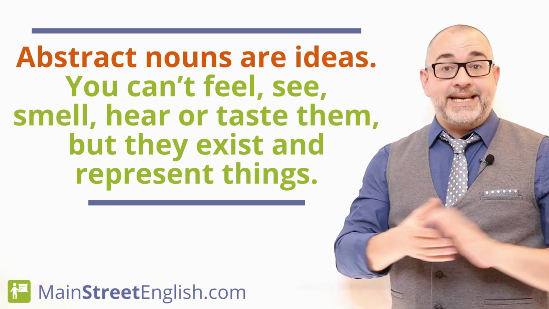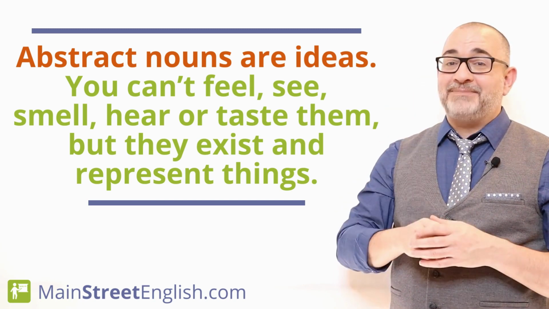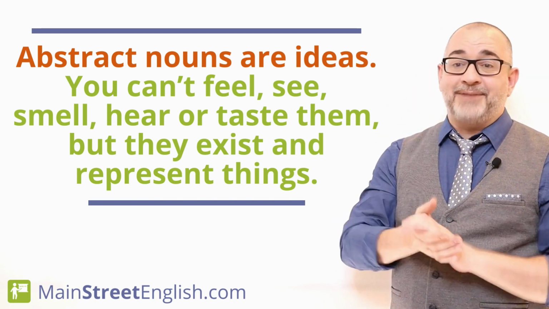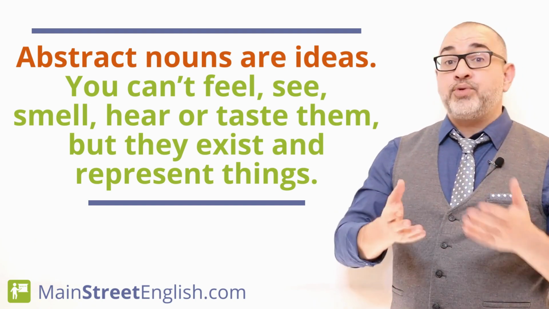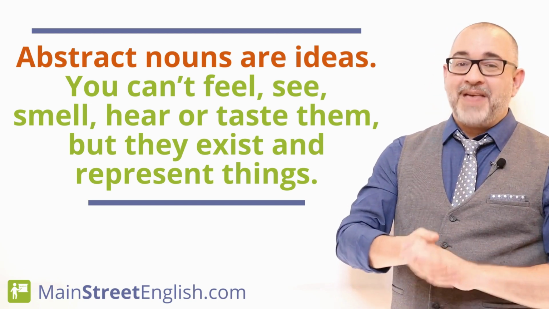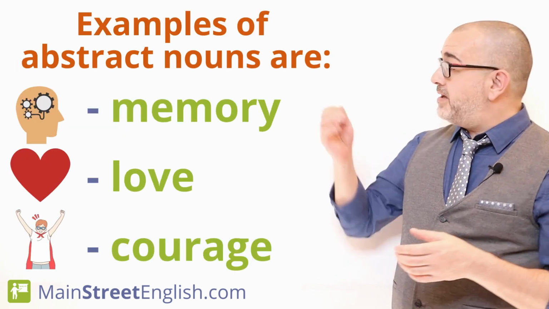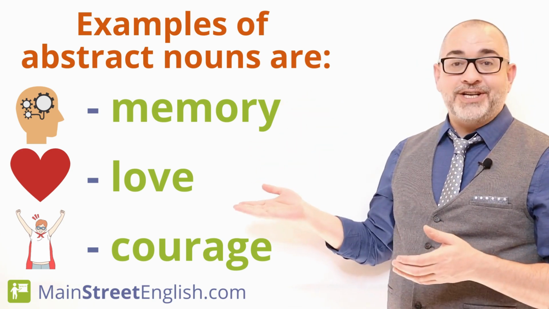Abstract nouns are ideas. You can't feel them, you can't see them, you can't smell, hear, or taste them. But they exist and represent things. Examples of abstract nouns are words like memory, love, and courage.